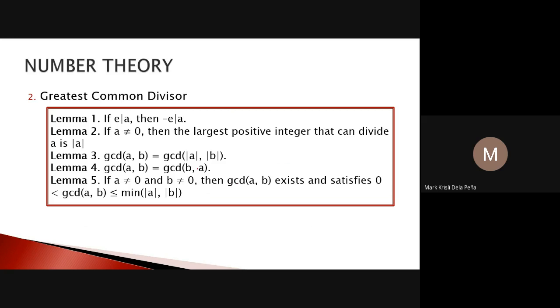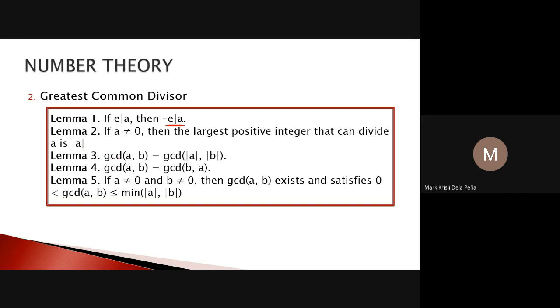But before that, there are other lemmas here. If e divides A, then negative e divides A. That's what we have in the example earlier: 3 divides negative 9, so we can also say negative 3 divides 9. If A is not equal to 0, then the largest positive integer that can divide A is the absolute value of A.